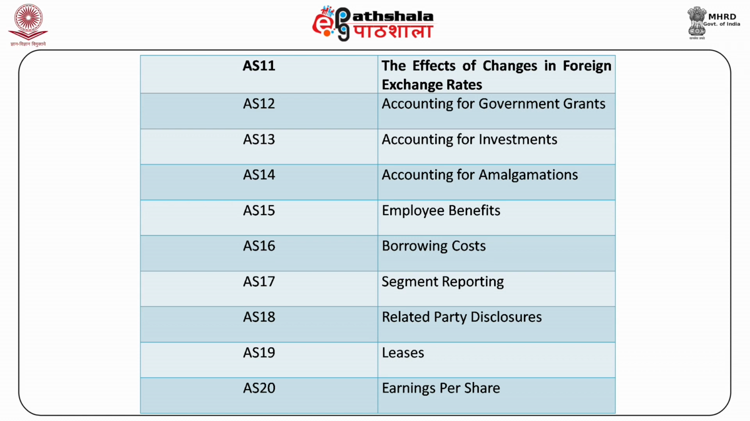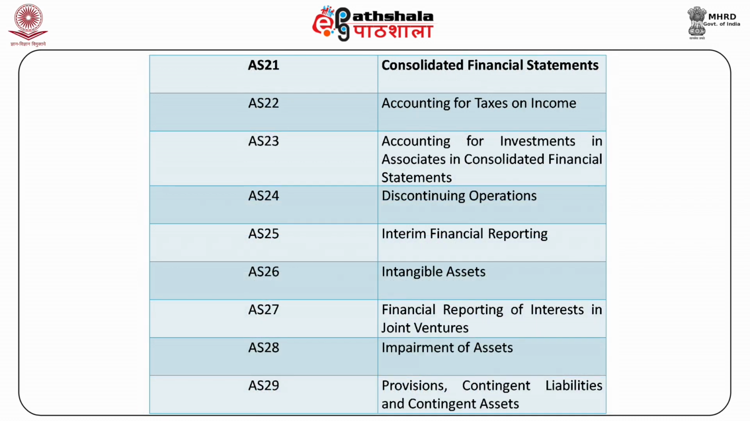AS 17, Segment Reporting. AS 18, Related Party Disclosures. AS 19, Leases. AS 20, Earnings per Share. AS 21, Consolidated Financial Statements. AS 22, Accounting for Taxes on Income. AS 23, Accounting for Investments in Associates in Consolidated Financial Statements. AS 24, Discontinuing Operations. AS 25, Interim Financial Reporting.